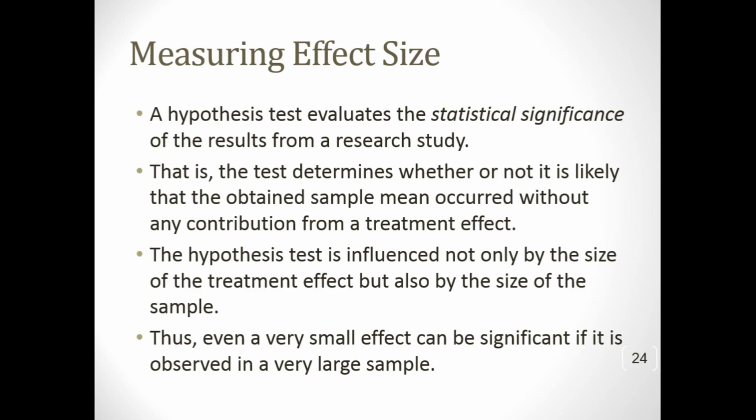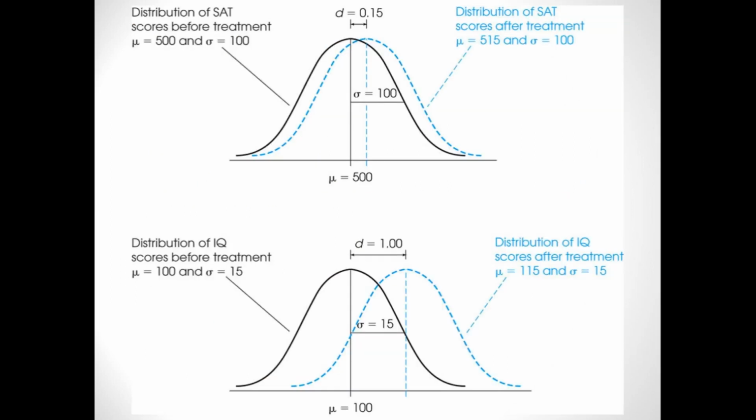So we have the two representative distributions of SAT scores, before treatment and after the treatment. We have an increase of 15 in the mean of the sample. We also have the distributions of the interquartile scores before and after the treatment that can be used to measure the effect size in our population.